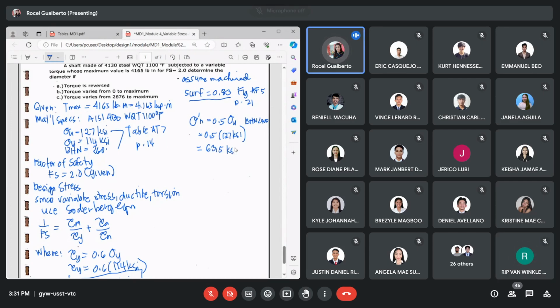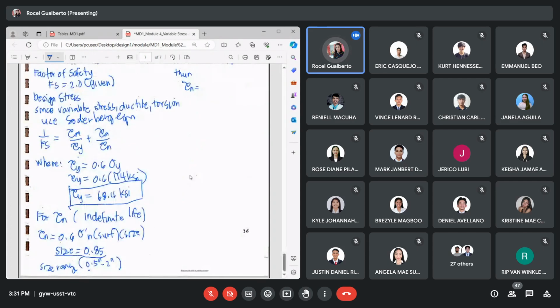63.5 KSI, correct. Sigma prime n, okay? So with these values, you can now find the value of tau n. Again, from the equation, tau n is 0.6.